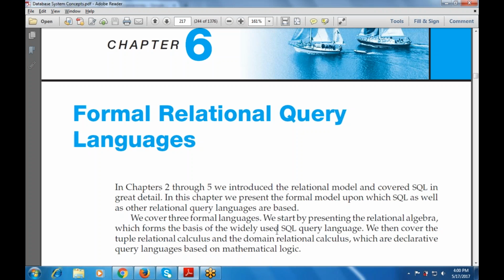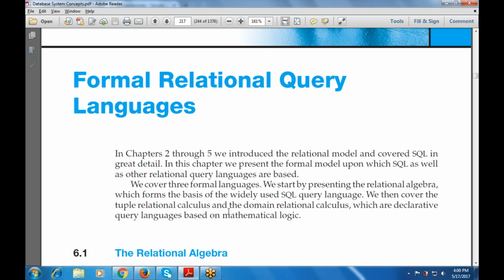We start by presenting the relational algebra, which forms the basis of the widely used SQL query language. Then we cover the tuple relational calculus and the domain relational calculus, which are declarative, based on mathematical logic.